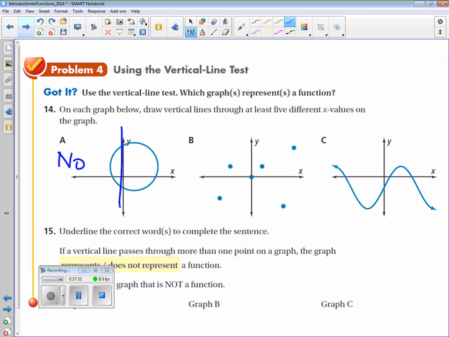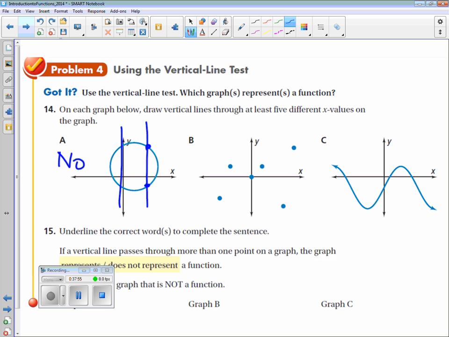Okay, there's a bunch of vertical lines that it passes through twice. Would you agree? How about B? B is a little harder. Is it a function? Yeah. Double check. Does it pass the vertical line test? It doesn't pass the horizontal line test. Would you agree? That means something else. It's called a one-to-one function. We don't care about that in Algebra 2.